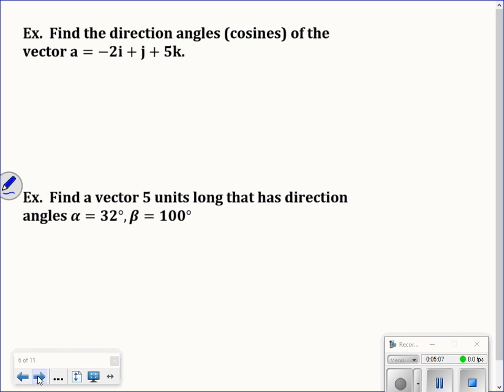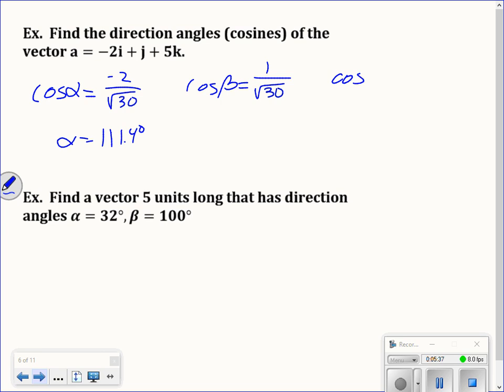All right, so we're going to find the direction angles like we did before, and then the second example also. Find the direction angles or the direction cosines. So cosine of alpha equals -2 over the magnitude of this thing. The magnitude would be 4 plus 1 plus 25, so it'd be square root of 30. So alpha turns into 111.4. Cosine of beta would be 1 over radical 30, and the cosine of gamma would be 5 over radical 30. So gamma would turn out to be 24.1 degrees, and beta would turn out to be 79.5.